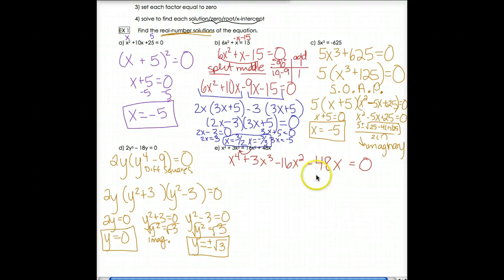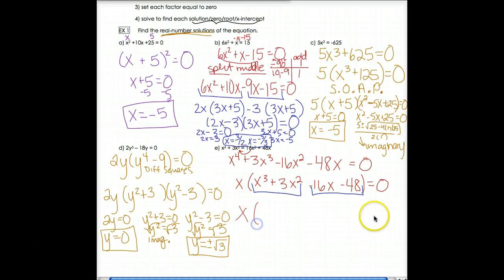So first thing here, I've got a GCF. All four of these terms have an x in common, so I'm going to take that out. And then what I have remaining here is 4 terms. The only way that we can factor something with 4 terms that we know is by grouping. So I'm going to factor the rest by grouping. Do not forget that that x is still out in front there.